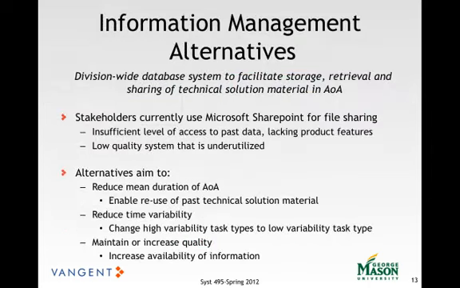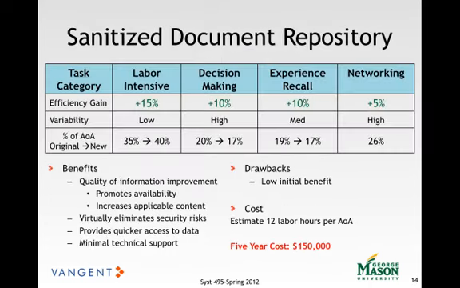The other alternatives are information management alternatives, including implementing either a file management system, a content management system, or a sanitized repository. These basically give the solutions architects better access to key information. The sanitized repository in particular has the potential to remove proprietary restrictions to research, thereby making it more likely to replace current effort with past research and convert highly variable decision-making and experience recall tasks to labor-intensive tasks, which have a much lower variability.